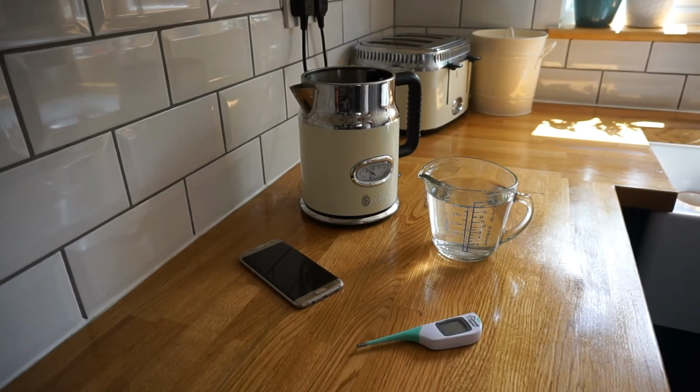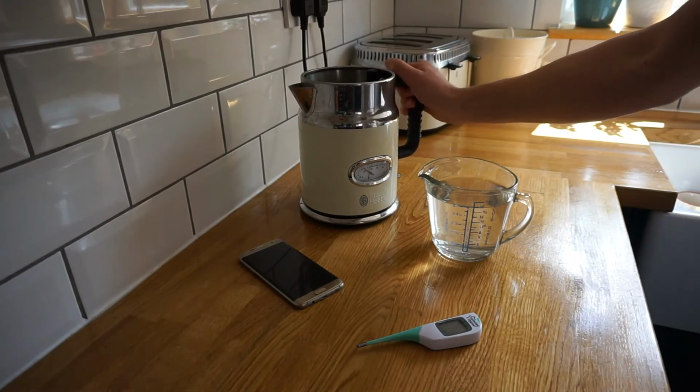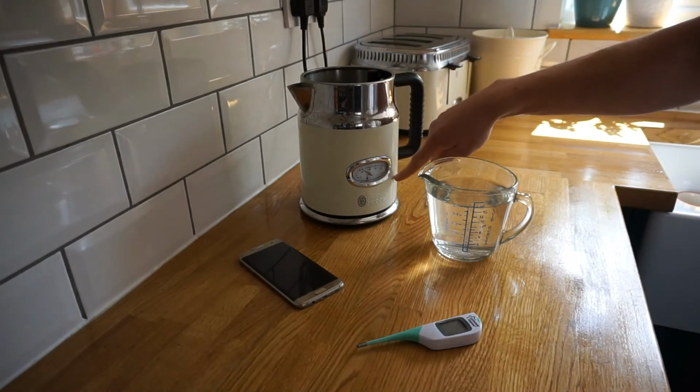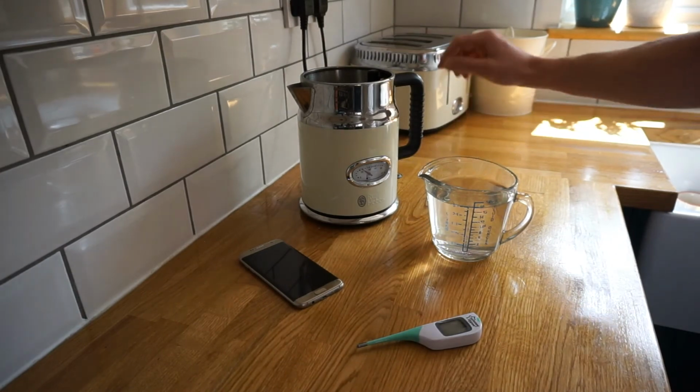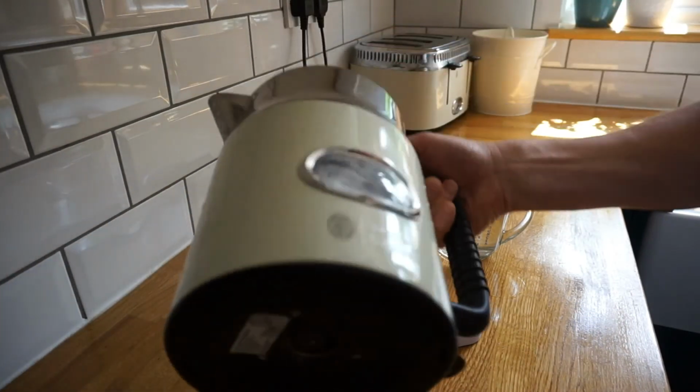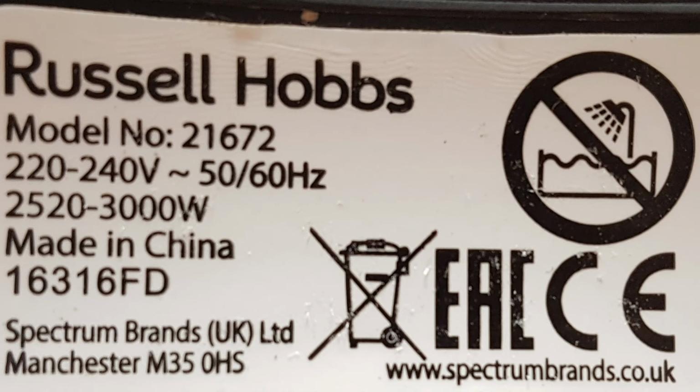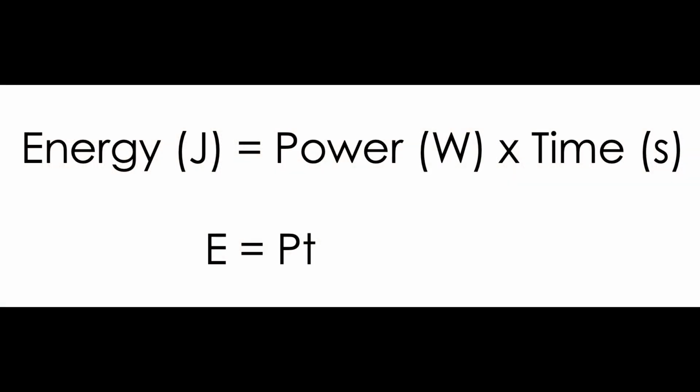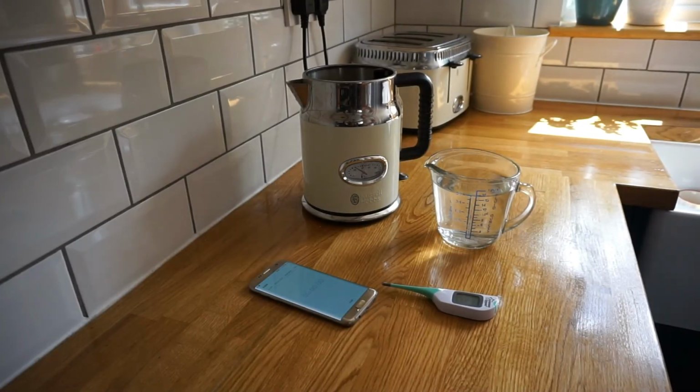If we take the assumption of conservation of energy, all the electrical energy that goes into our kettle will go into the water as thermal energy. So we need to turn the kettle upside down and find out what the power rating is of our kettle. My kettle has a power rating range from 2,520 to 3,000 watts, so I can just take the average power of this, which is 2,760. Then we have to use the equation that energy is equal to power times time, where the time is how long it takes to boil my water.